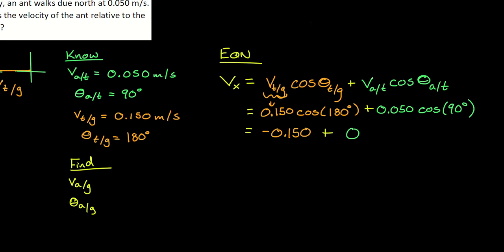We have just found that when we combine these two together, and this is a unique example, turns out in the horizontal direction, I'm only going negative 0.150 meters per second. I didn't add or subtract because my ant is walking perpendicular. Cool. Anything crazy happen here?